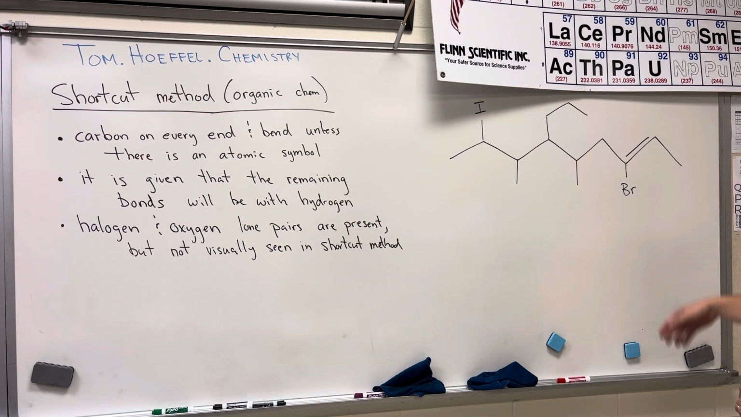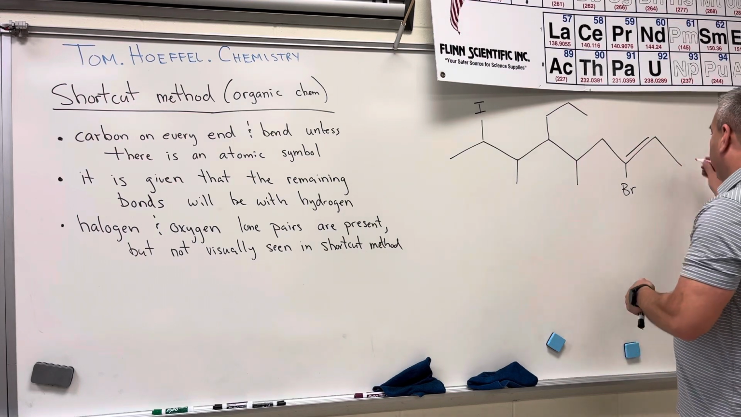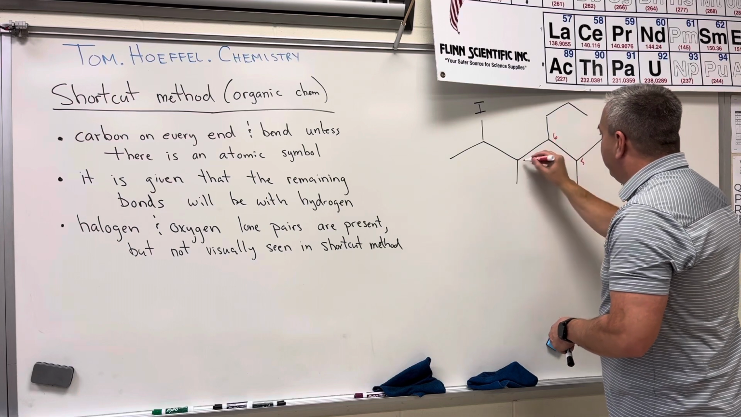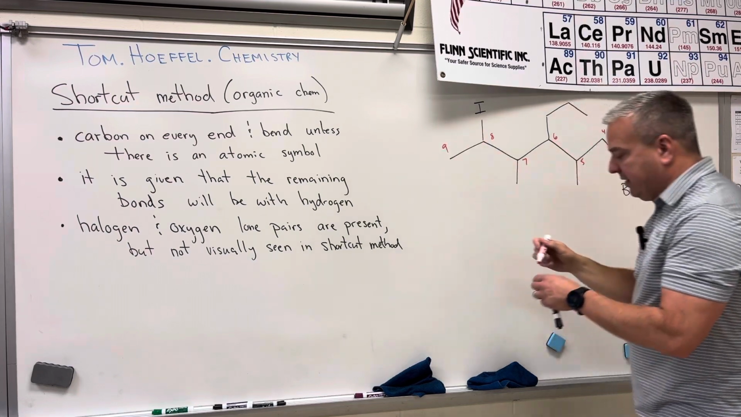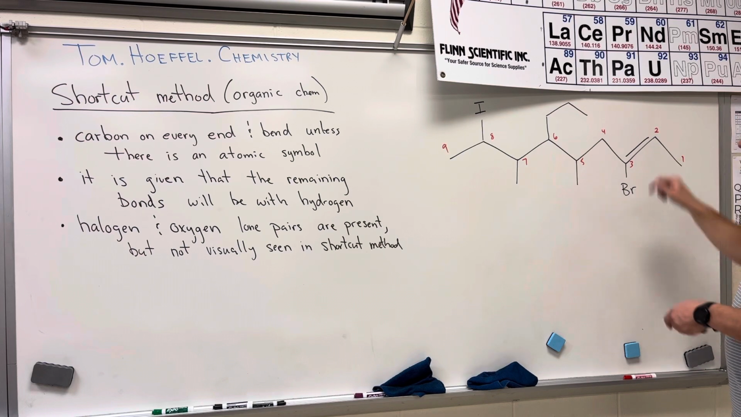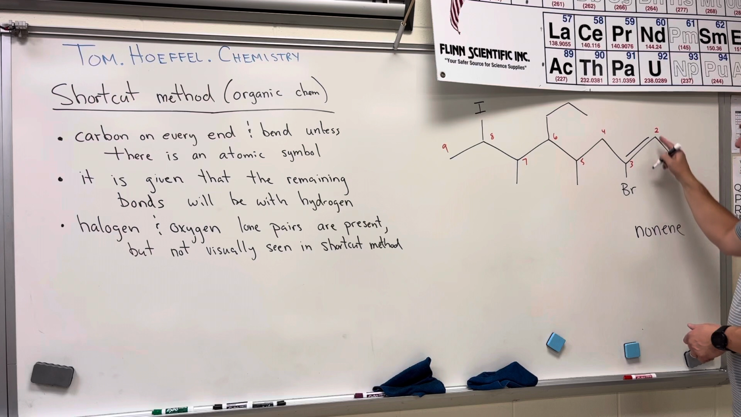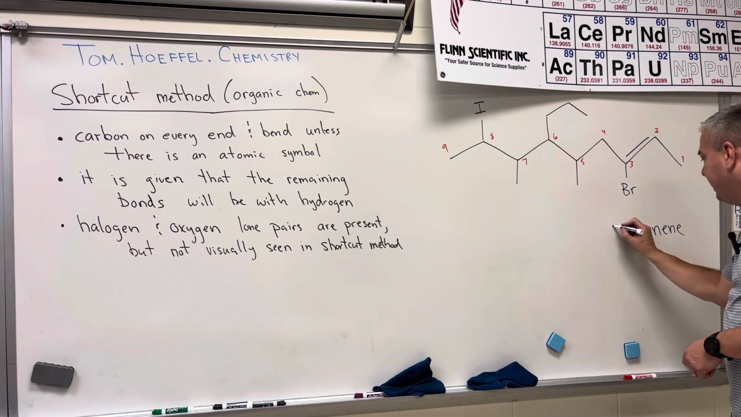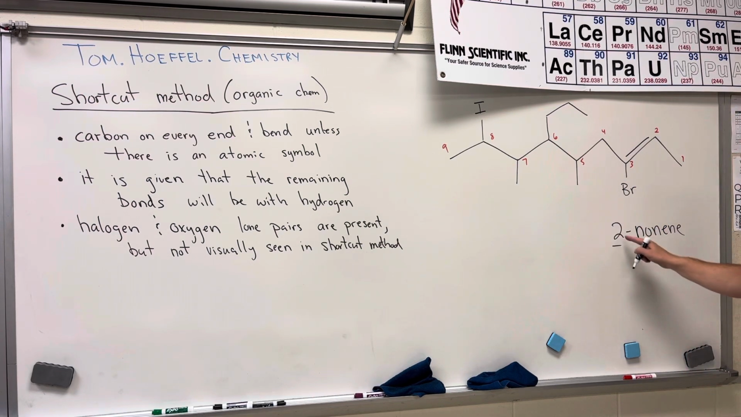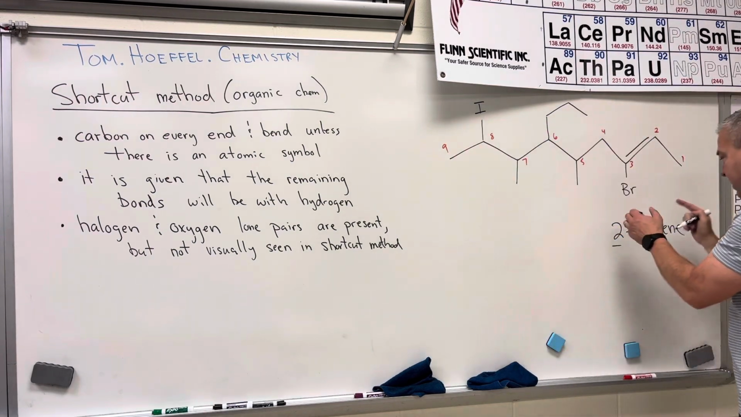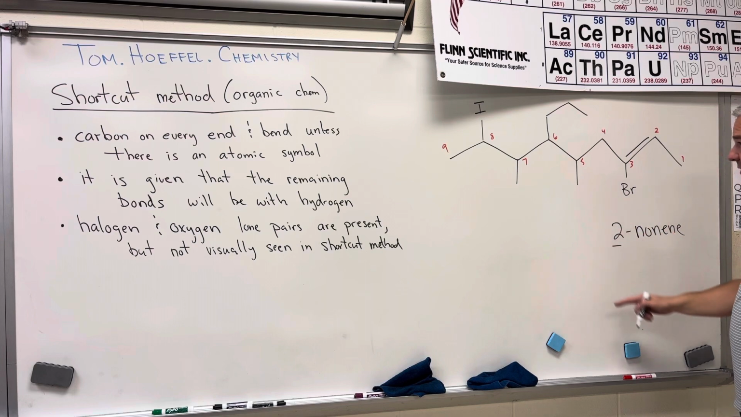So since this problem does have a double bond, we are going to number it from the right-hand side. So we're going to have something that looks like this, 9 carbons long with a double bond. We're going to call this thing nonene. The double bond exists between the 2 and the 3, so we're going to call it 2-nonene. And I'll be honest with you, one of the biggest mistakes that I see from students is them forgetting to put the location of the double bond. They're so concerned about the side chains, they forget about the location of the double bond.